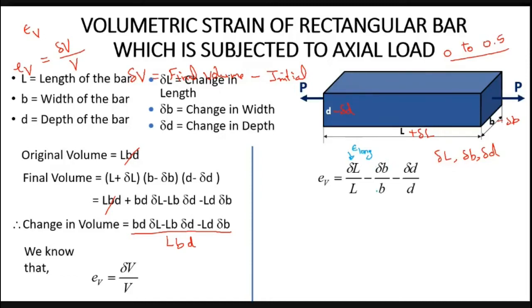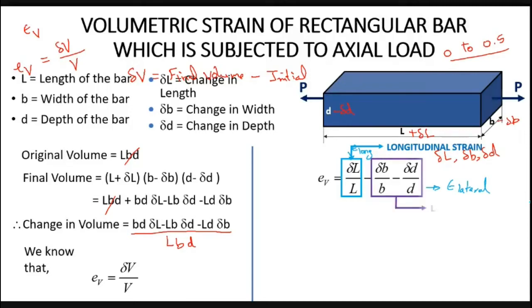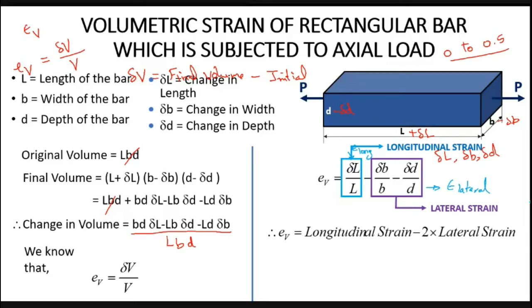This two is lateral. So what I can do, I can change this accordingly, right? This is longitudinal, this two is lateral. So I'll say that volumetric strain is longitudinal strain minus 2 times your lateral strain, right? Just I am changing this. This is also lateral, this is also lateral.